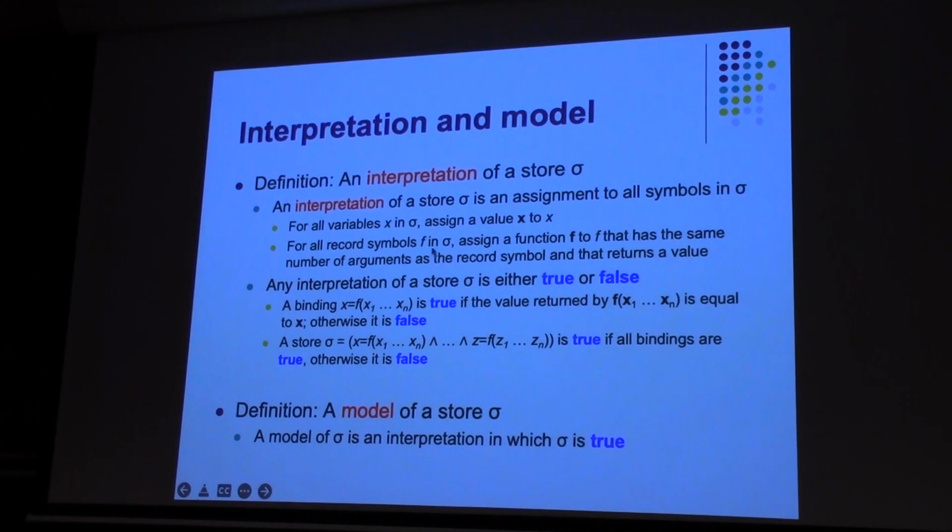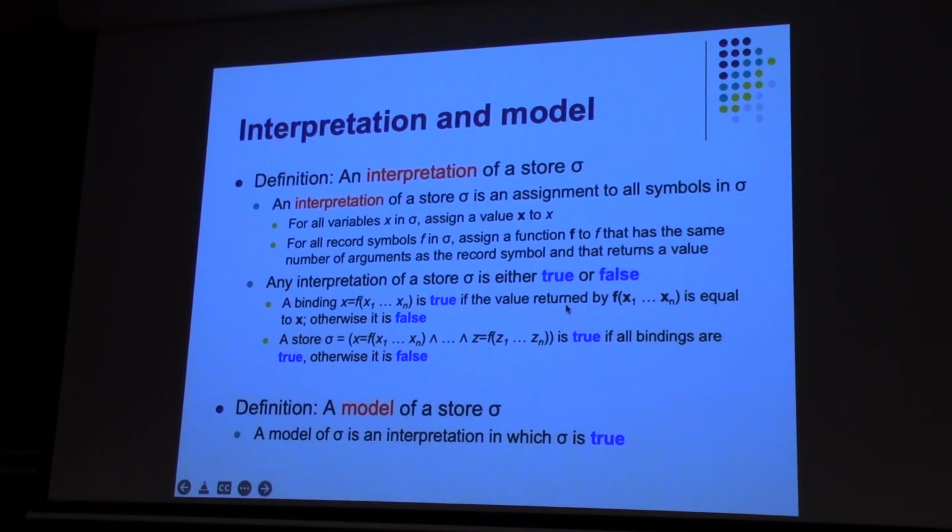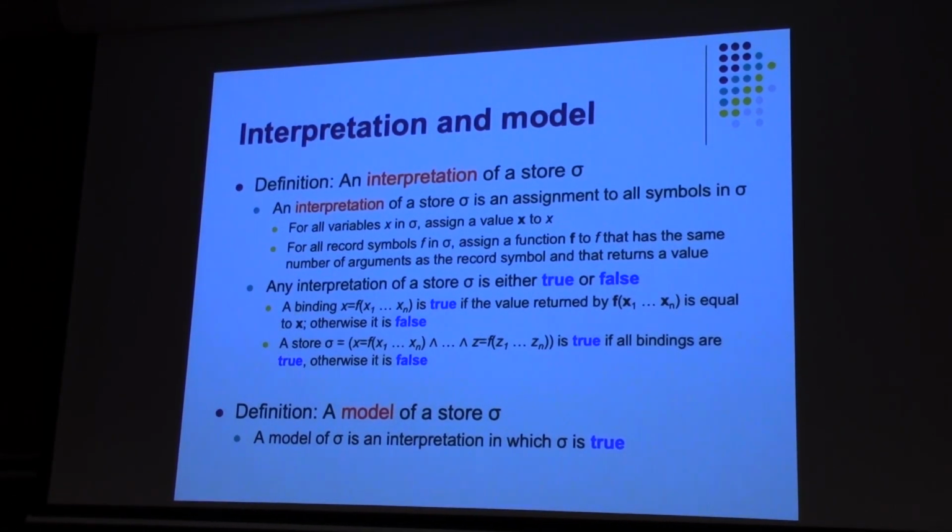And also the record symbol, the foo, I will assign a function to that, a function of 2 arguments. Okay? And an interpretation can be either true or false. So if I do x equal f x1 xn, it's true if the value returned by the function is equal to the value I've assigned to x. So if I pick values that make it true, it's true. If I pick different values, it's false.